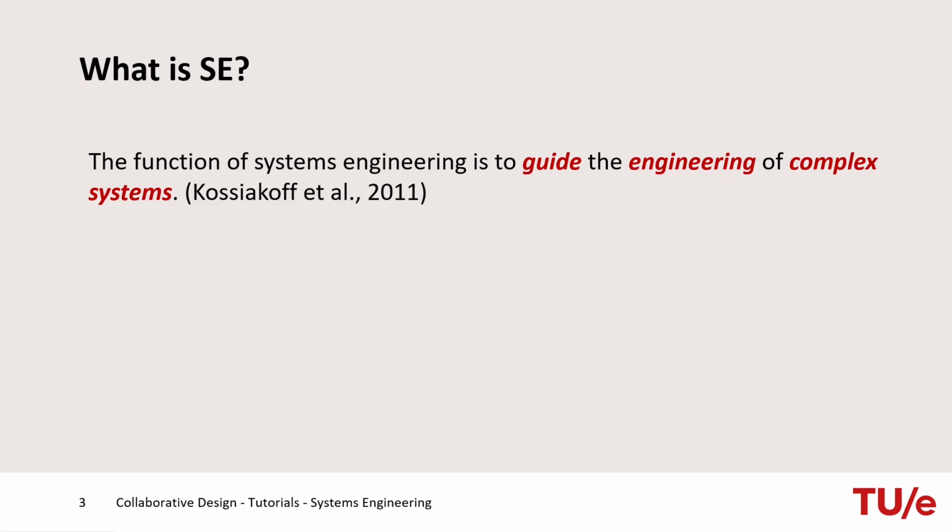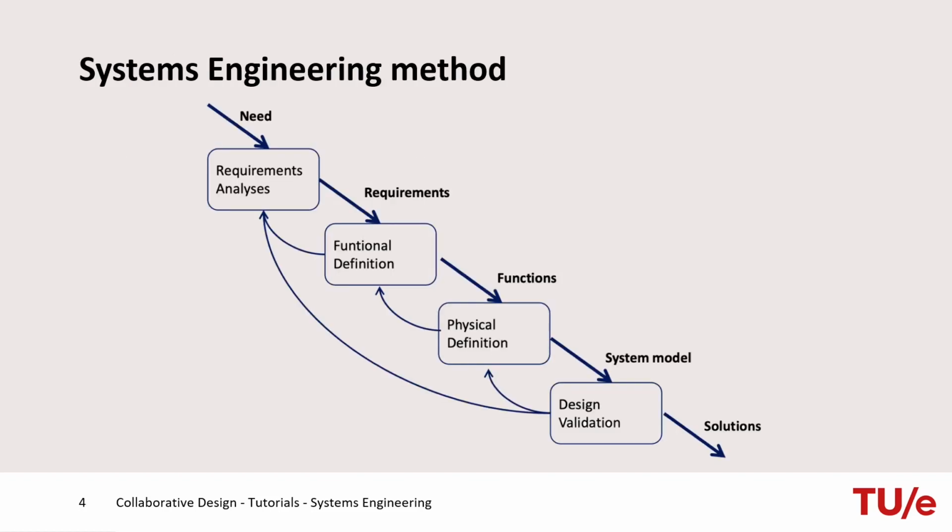There are many ways in which to define systems engineering. Here we use the following definition: the function of systems engineering is to guide the engineering of complex systems. A systems engineering method consists of 4 basic steps, starting from the client needs and ending with a solution. You can find more information about the client in the project assignment. The solution is the project design.